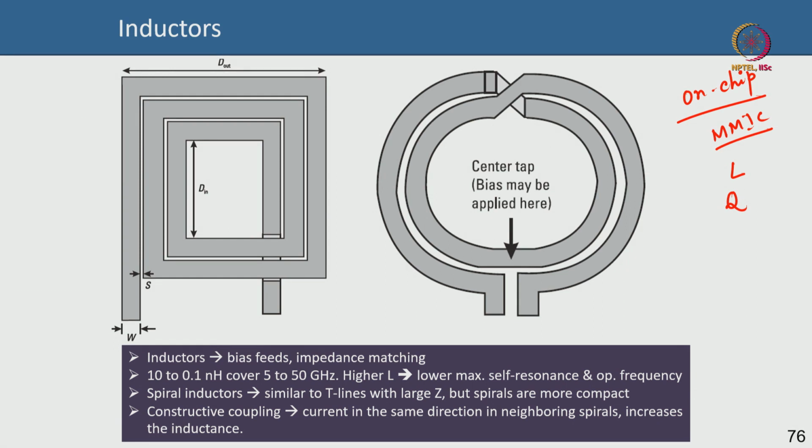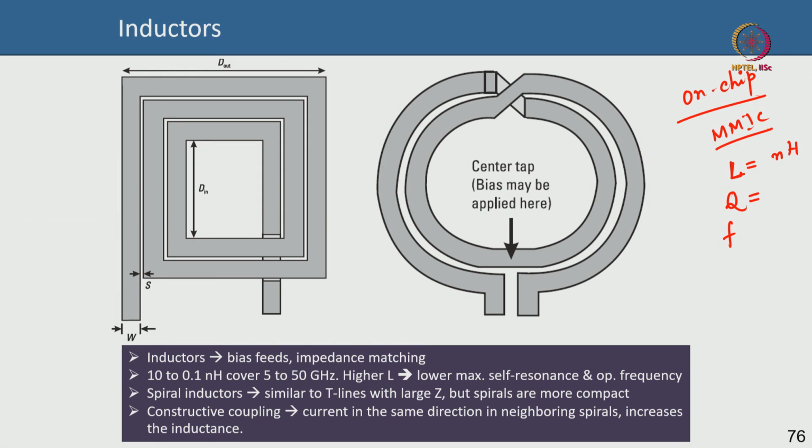Because with higher frequencies your inductor will tend to start behaving like a capacitor. So the value of inductance in terms of how many nanohenry you need, the value of quality factor you need for the circuit, and the bandwidth, the frequency over which you are going to operate the inductor, all these things will matter and the designer will choose what kind of inductor configuration or topology he or she chooses.